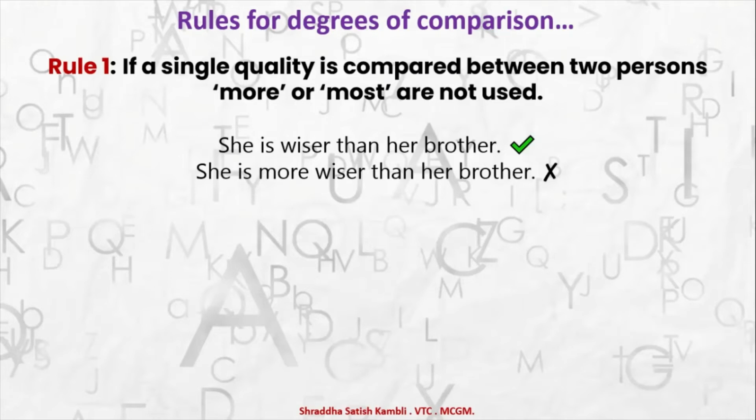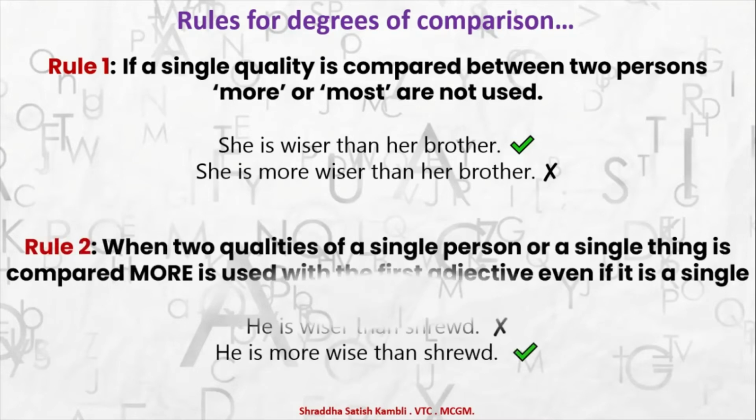Okay? So if you're comparing just one single quality between two people, then you do not make use of more or most. See here, she is wiser than her brother, we say. We will never say she is more wiser than her brother. There is no need to add more to wiser, because we are comparing the two of them and we are saying she is wiser. So wiser is enough. There is no need for you to say more wiser.